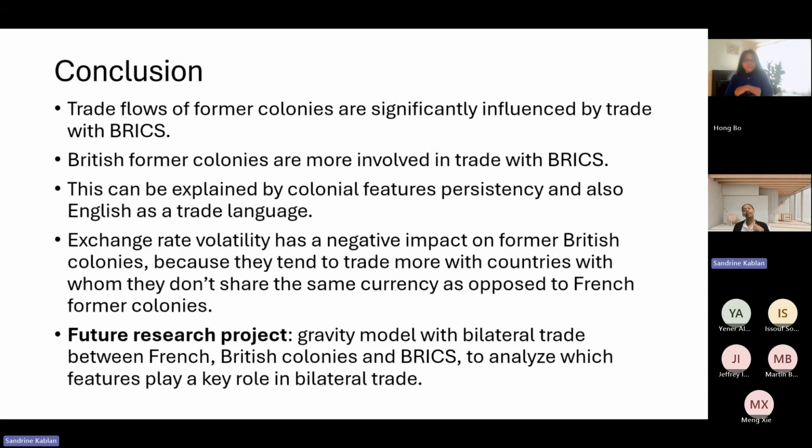As I said, this is a preliminary work. We wanted to do more with it. So our direction for future research is to build the gravity model with bilateral trade between French former colonies and BRICS, and British former colonies and BRICS. The idea would be to analyze which features between those two groups of countries play a role in the bilateral trade.